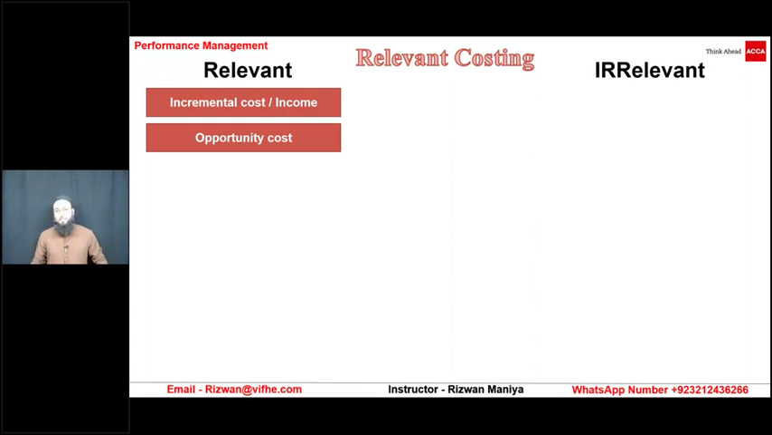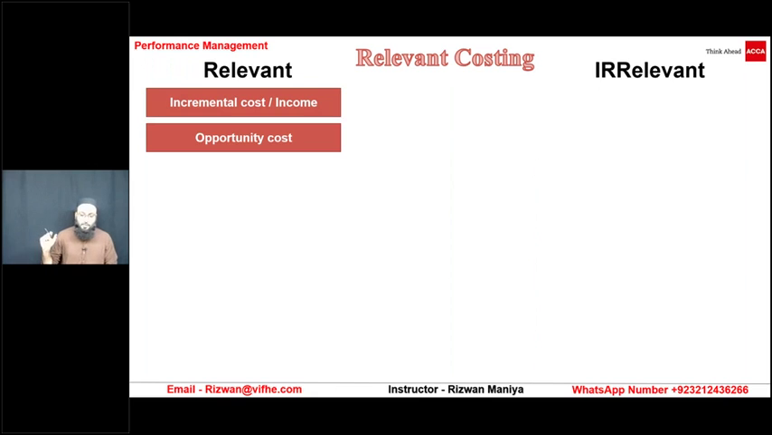It's used for decision making, and it is used for short-term decision making. If you want to take a decision in the short run, you can use relevant cost. So what is a relevant cost? Relevant cost is a cost that relates to the future. It is a future cash flow. So yeah, it's a cash flow which is a future cost.